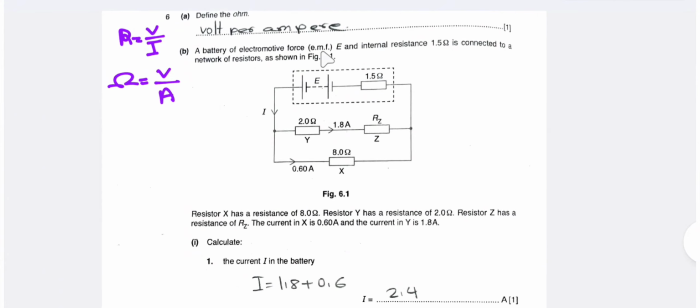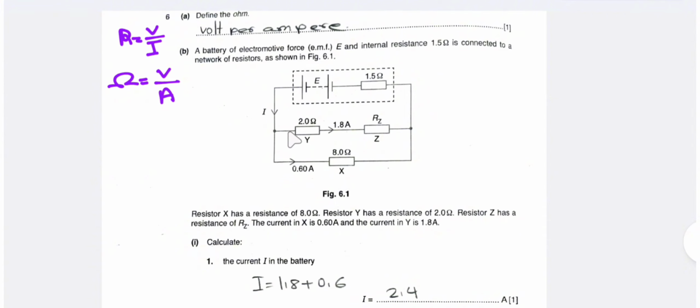Now a battery of EMF E and internal resistance 1.5 ohm is connected to the network of resistors as shown in figure 5.1. Resistor X has a resistance of 8 ohm, and resistor Y has a resistance of 2 ohm. Resistor Z has a resistance of RZ. The current in X is 0.60 ampere, and the current in Y is 1.8 ampere. Calculate the current in the battery.